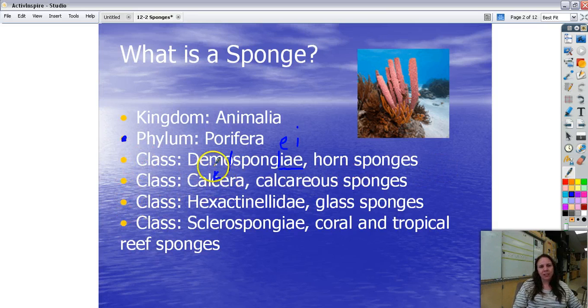And then we have class, and this one's fun to say, Hexactinellidae. Like that. Hexactinellidae. So if you break it up into individual syllables, it's not too bad. These are the glass sponges. They're actually very fragile. They seem like they're made out of spun glass. And the last one is Sclerospongiae. These are what we typically think of when we think of sponges, which are coral and tropical reef sponges.